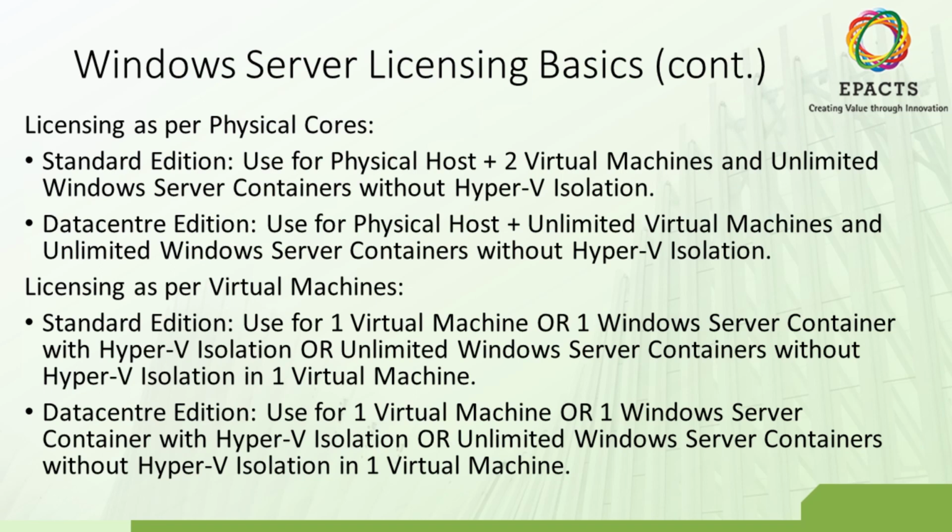Now, the one thing that Windows Server 2022 has brought out is that in earlier versions of Windows Server, we used to be able to license only at the physical layer. When I say license at the physical layer, it means that the license of the operating system has been tagged to the hardware. But now, Windows Server 2022 has brought about a change in the licensing where you can also license per virtual machine. When you're licensing at the physical layer, your standard edition allows for installation as the host operating system plus 2 virtual machines, with unlimited Windows Server containers without Hyper-V isolation.